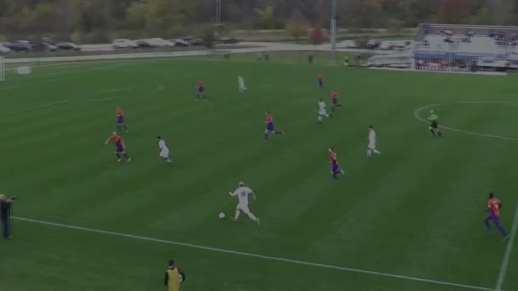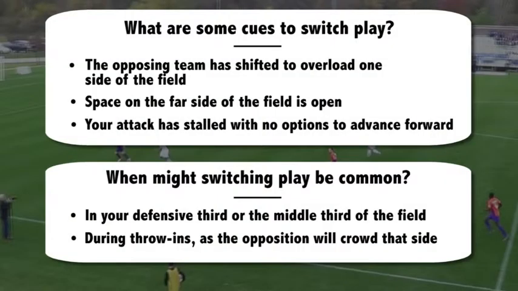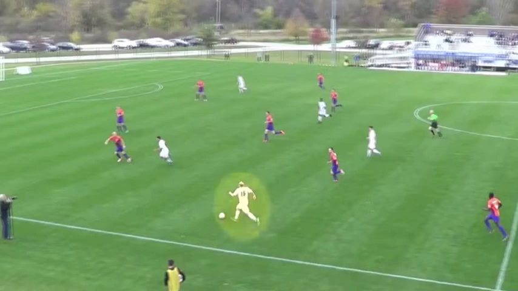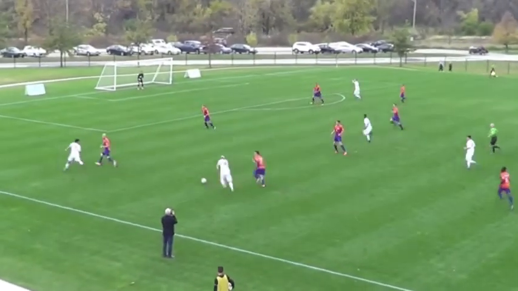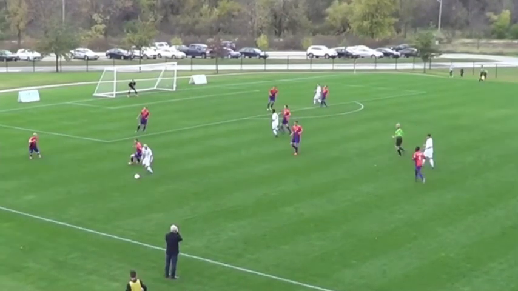Let's start with some cues and some common moments that suggest a switch of play, listed here. The ball is with this player. As he drives forward, he eventually runs out of space. We can now see that the orange team has overloaded this side of the field. There are no clear options to advance the ball forward, and this space is wide open and exposed, all cues that suggest a switch of play.